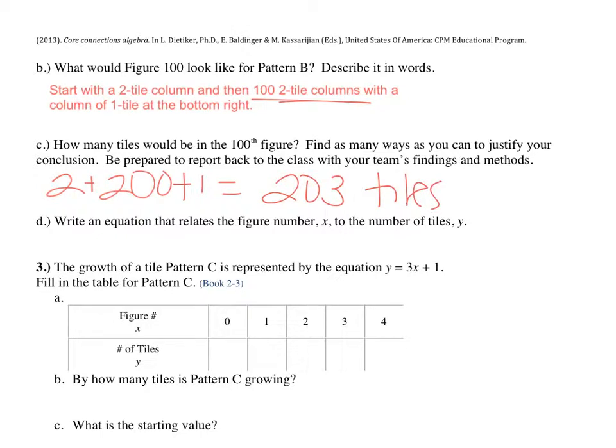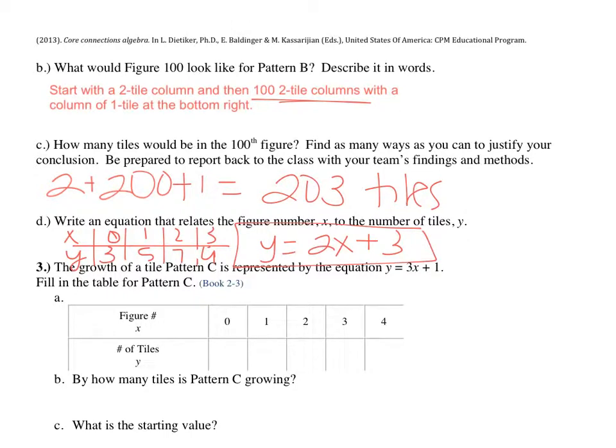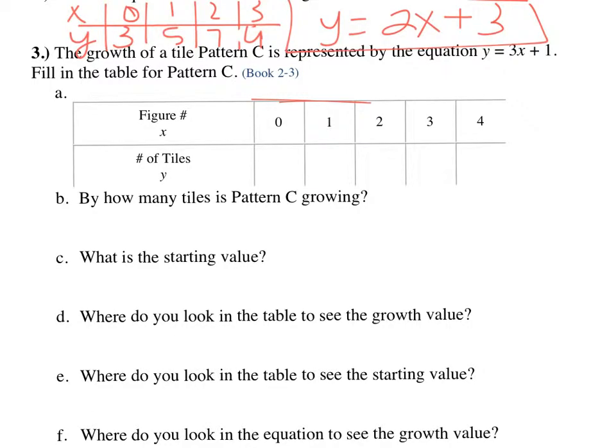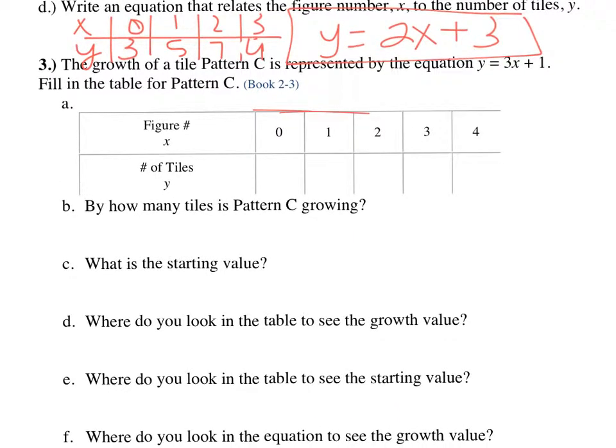So if we go to write an equation, I'm going to set it up the same way by making a table. My x is my figure number, my y is my tiles. We know that figure 1 has 5, figure 2 has 7, and figure 3 has 9. We've already discussed that the growth factor, how much we're growing, is 2. So if we work backwards, figure 0 would have 3 tiles. So we are growing by 2, and we're going to say 2x plus 3 is going to be our equation. And we can check it by plugging in any of the x values and solving for y. Number 3, we have pattern C, and it's represented by the equation y equals 3x plus 1.